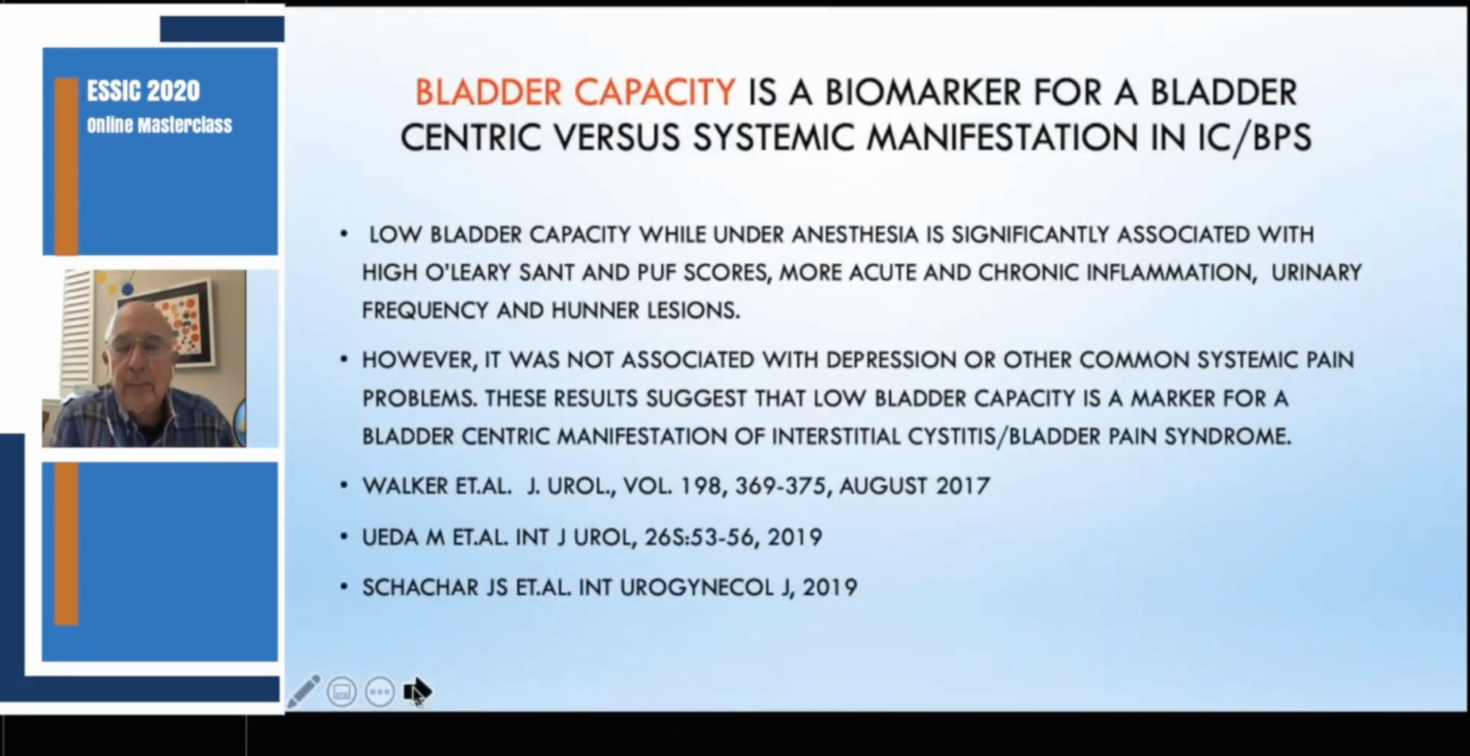Now, what is another possible phenotype? Bladder capacity under sedation is a biomarker for a bladder-centric versus systemic manifestation in bladder pain syndrome. Several papers have shown this now. Low bladder capacity while under anesthesia is significantly associated with high O'Leary-Sant scores, more acute and chronic inflammation, and higher urinary frequency and Hunter lesions. However, it's not associated with depression or other common systemic pain problems. These results suggest that low bladder capacity is a marker for bladder-centric manifestation of bladder pain syndrome, interstitial cystitis.